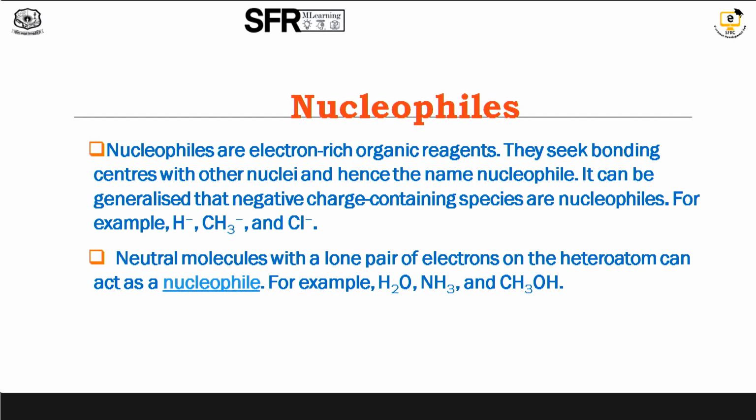And here we also have neutral nucleophiles. Neutral molecules with a lone pair of electrons on the heteroatom can act as a nucleophile. For example, water: on the oxygen you have a lone pair, and in ammonia also on the nitrogen you have a lone pair, and methanol. In methanol on the oxygen atom you have a lone pair of electrons. So all these are examples of neutral nucleophiles.